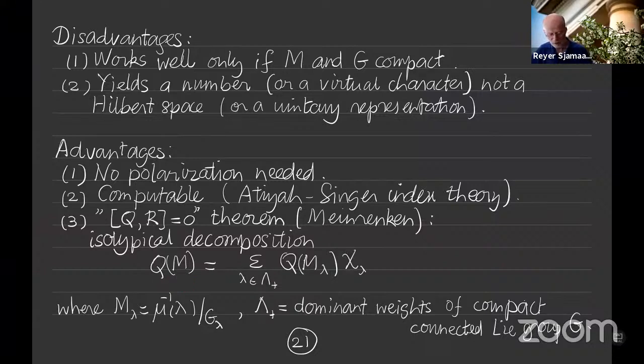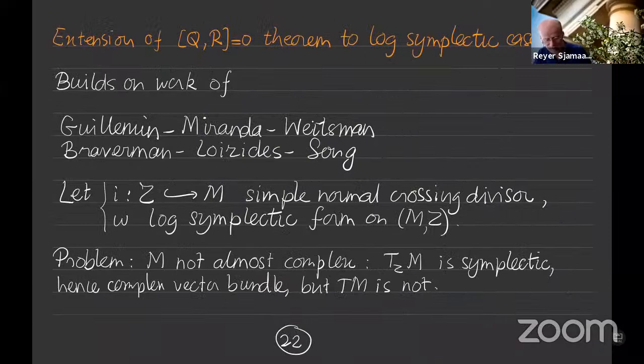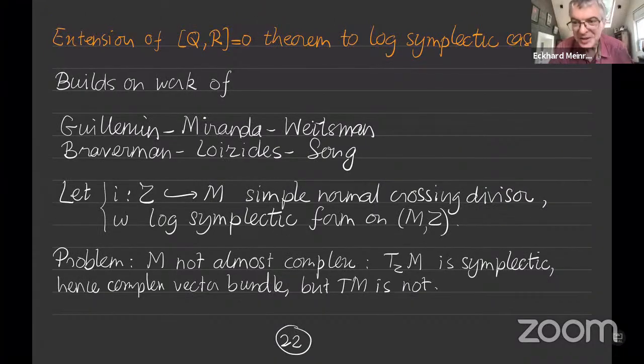You can decompose this representation of G into its isotypical subspaces. It's a sum over all the irreducible representations, parameterized by the dominant weights. My group here is compact connected. So each dominant weight defines an irreducible character, and that character has a multiplicity. This is the dimension of the isotypical component. And the quantization commutes with reduction theorem tells you that those multiplicities are given by the index, the quantization of the symplectic quotients of M. Okay, so that's pretty nice. And in that generality, it's joint work with Reyer, I should say. Let's not forget. Oh, I forgot about that.